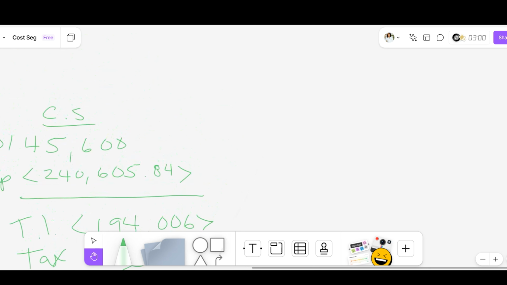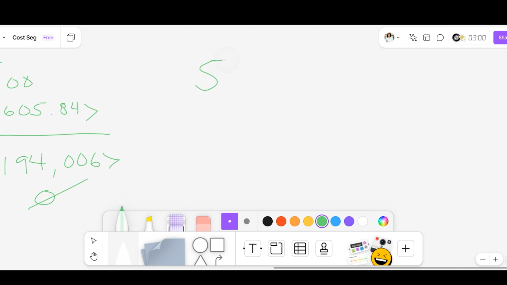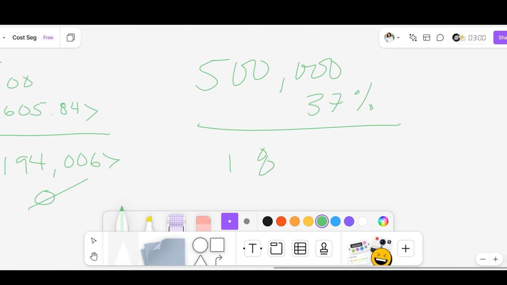Let's just move this really quickly. If your partner makes $500,000, well, at 37%, that tax is $185,000. That's a lot of money. That's more than some people make in a year.